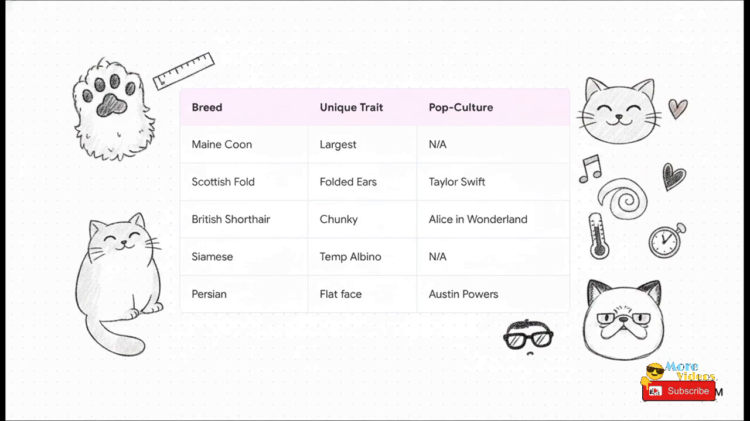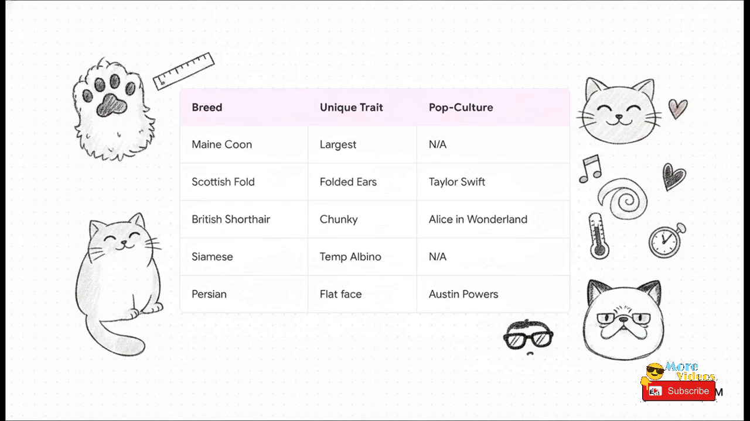Or the Scottish Fold, famously beloved by Taylor Swift, their cute folded ears are actually due to an abnormal cartilage condition that sadly means they almost all develop arthritis. We also have the chunky, contented-looking British Shorthair, which actually served as the inspiration for the Cheshire Cat and Alice in Wonderland. Then there's the Siamese cat, whose distinct coloring is just wild.